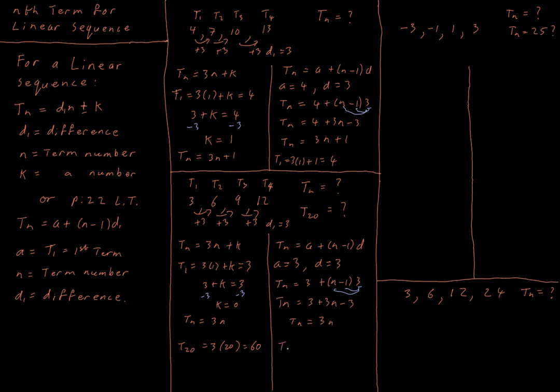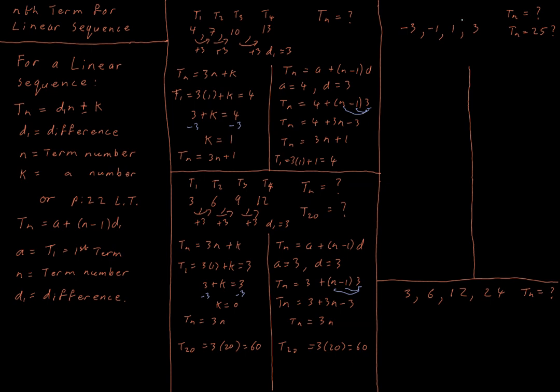So T20, exactly the same as before. We just sub in and we get 60. So that means the 20th number in this list is going to be the number 60. So the 20th term, T20, if we kept writing this list all the way out, would be 60. So the 20th number in our list would be 60.